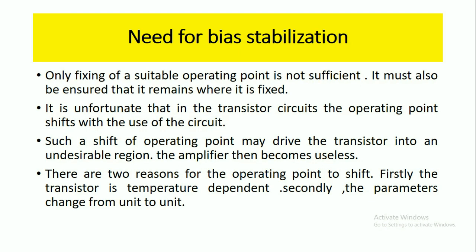One is the transistor parameters are temperature dependent. That is, when the temperature increases, maybe the transistor operating point may be shifted, or if you are changing the transistor by another transistor within the circuit. So for example, a transistor is damaged in the amplifier circuit, so you replace that damaged transistor by another new transistor, but the beta value of the transistors are different, so that due to changing of this beta value, the operating point may be shifted. So these are the main reasons to shift the operating point to undesirable region.